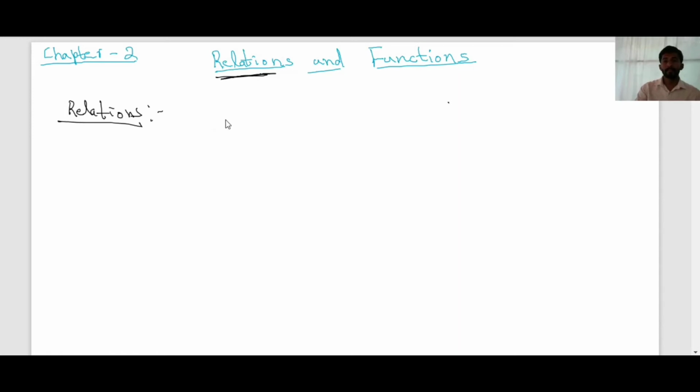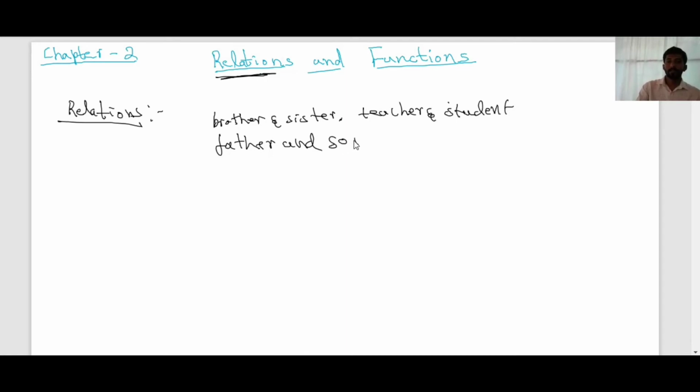Now consider the topic relations. In our day-to-day life, we come across so many relations, right? Like brother and sister, or teacher and student, or father and son. These are some relations we see in our day-to-day life. Or take mathematics, you can see so many relationships. For example, I'm taking two numbers. One number is 2, another number is 4. Can you define some relations between 2 and 4?